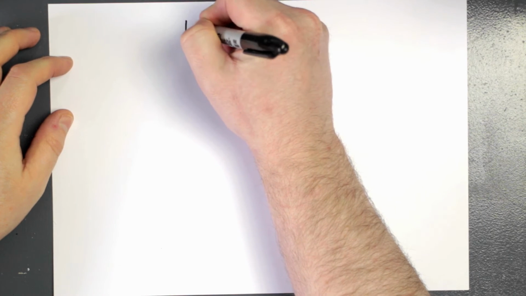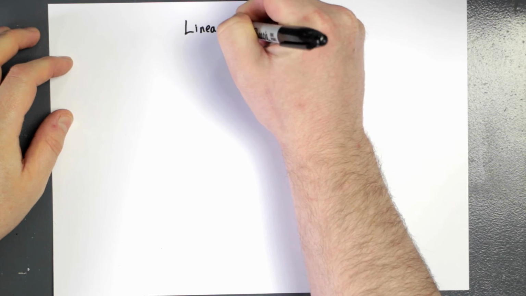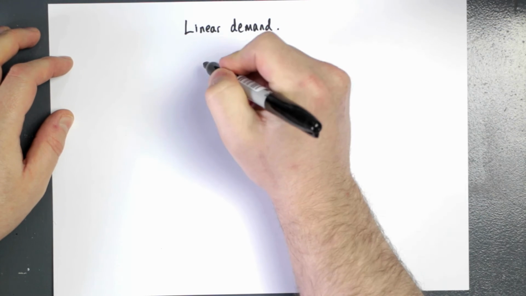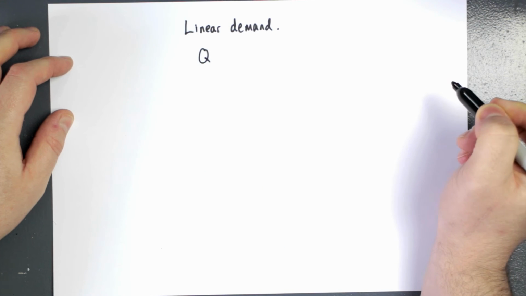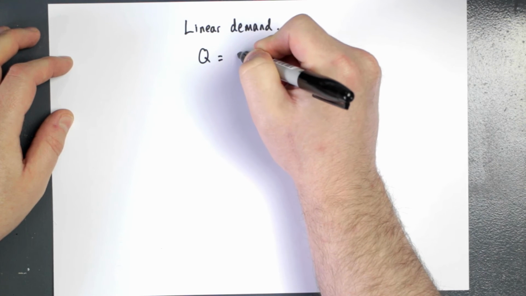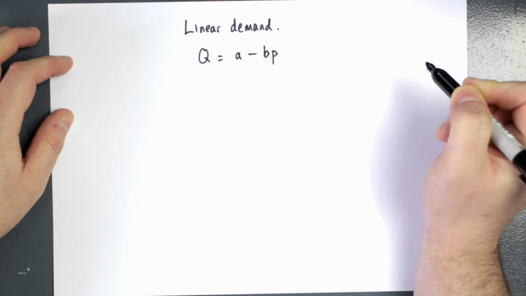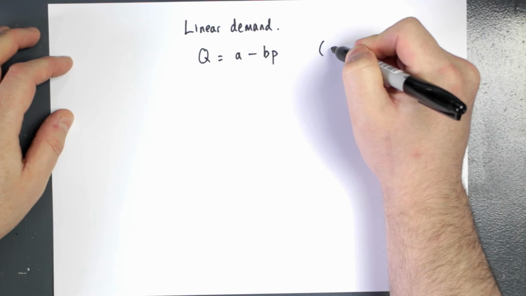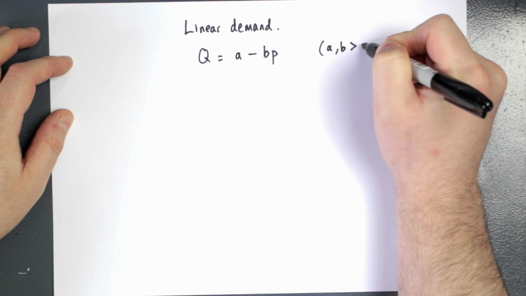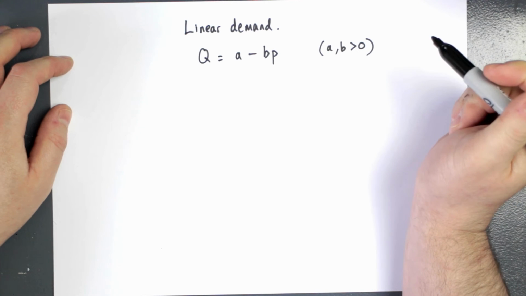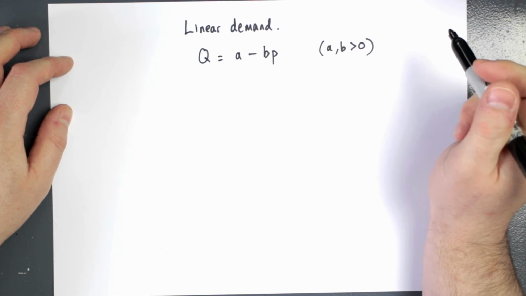So let's do a quick example of calculating elasticity, and let's use the simple linear demand function. Linear demand. In which case we're going to suppose that quantity demanded is equal to some constant A minus some constant B multiplied by the price. And here we're imagining that A and B are both positive numbers, so this demand function satisfies the law of demand. It's a downward sloping function.